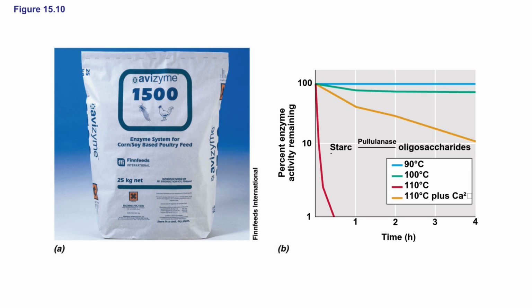Part B is a graph showing the stability of an enzyme called pullulanase over time. The y-axis shows the % of enzyme activity remaining, and the x-axis is time in hours. The graph demonstrates how the enzyme's activity decreases over time, which is important for determining its shelf life and effectiveness.